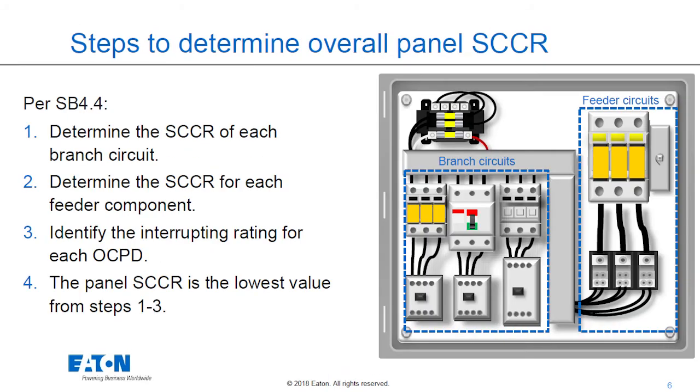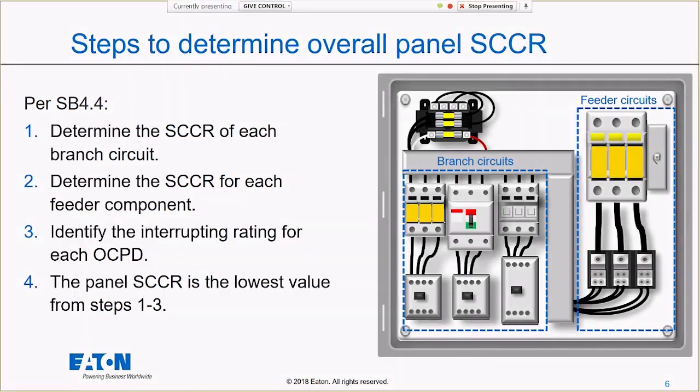Right, and then the 4 steps to how I determine my overall panel short circuit current rating, right? The first was to determine the short circuit current rating of each branch circuit. Second was to determine the SCCR for any of my feeder components. Step 3, identify my interrupting ratings for every overcurrent protected device. The big one there I don't want to forget about is the primary protection for my control circuit. And then finally, the SCCR, right, is the lowest value from steps 1 through 3.